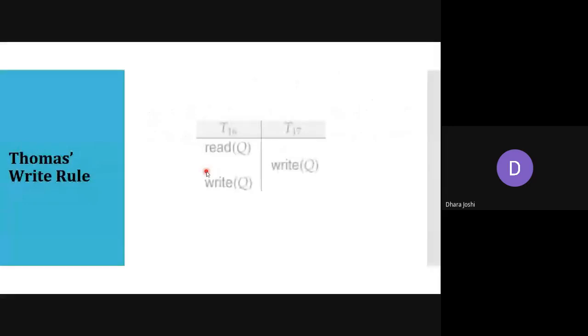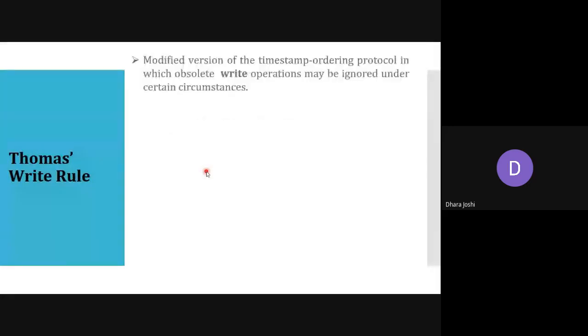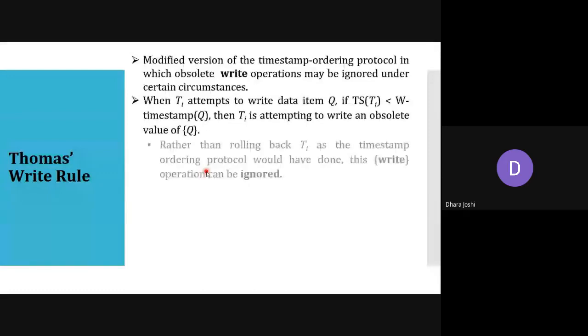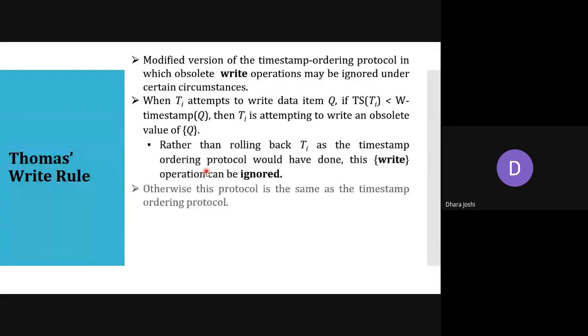And then we go for the Thomas Write Rule. It is nothing but ignoring an instruction: if we have a write instruction that would need to be rolled back as per the timestamp ordering protocol, we just ignore that write instruction and move further.